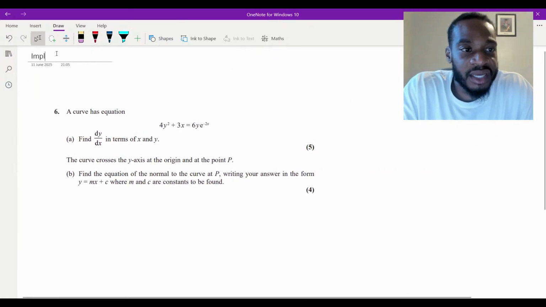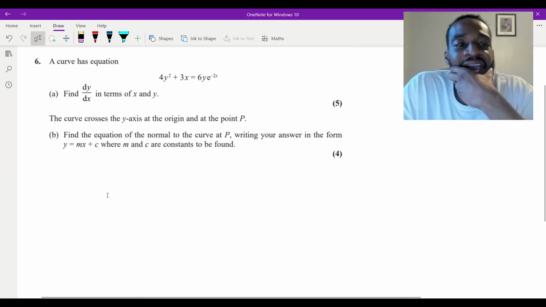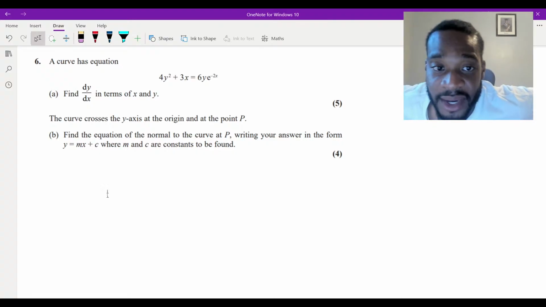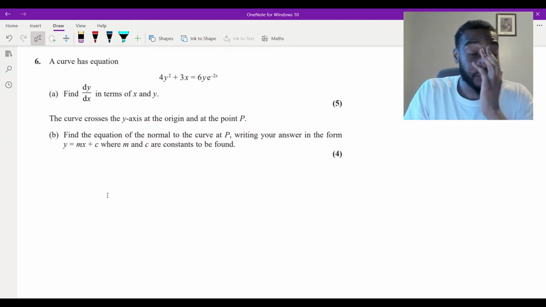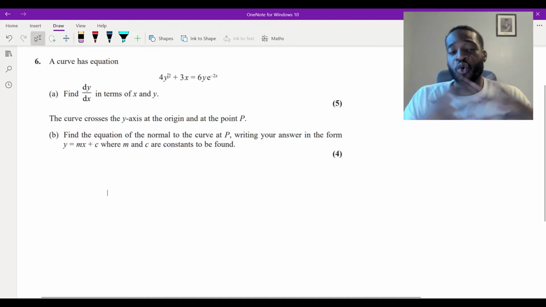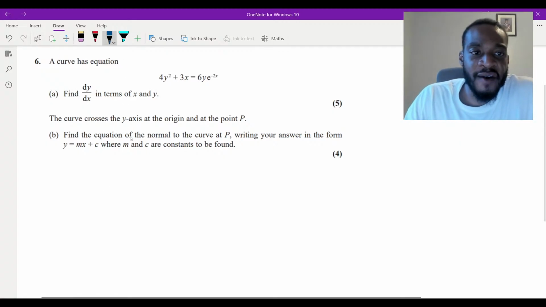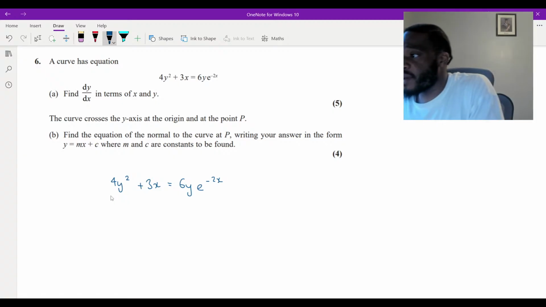Okay. So implicit. It says a curve has equation 4y squared plus 3x is equal to 6y e to the minus 2x. Find dy/dx in terms of x and y. We've got a function that's neither explicitly in terms of x or y. They're all jumbled up. So this is quite clearly implicit differentiation, right? Let me write out the formula again: 4y squared plus 3x is equal to 6y e to the minus 2x. We need to go through term by term and differentiate these.